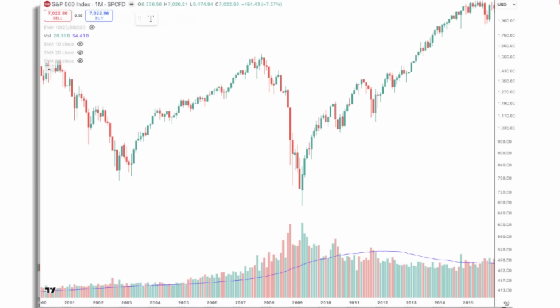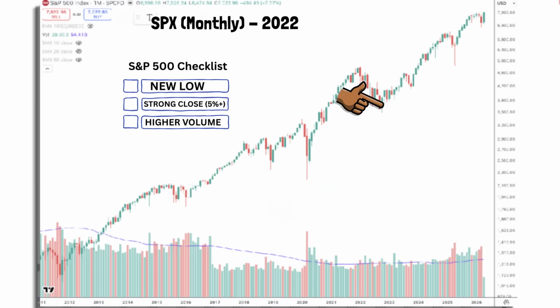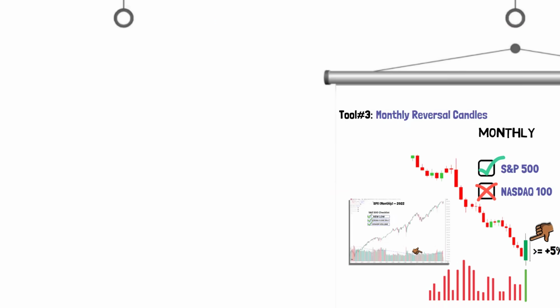The 2009 decline produced an identical signal, checking all boxes. Low marked in the same month, a substantial green candle with the index up 8.5%, and volume higher than the previous month. The same pattern emerged in 2022, further validating this technique's reliability.